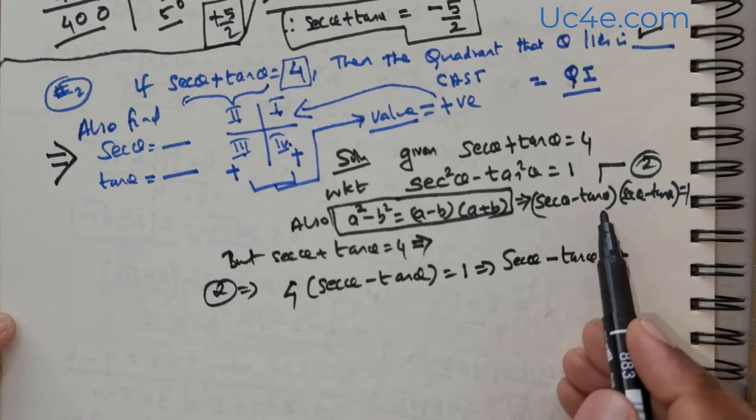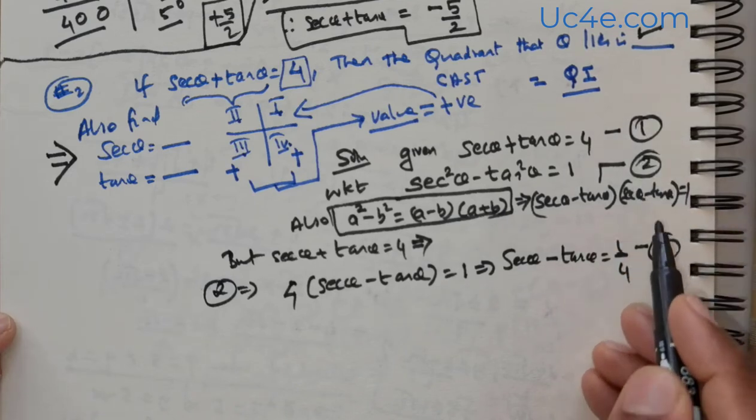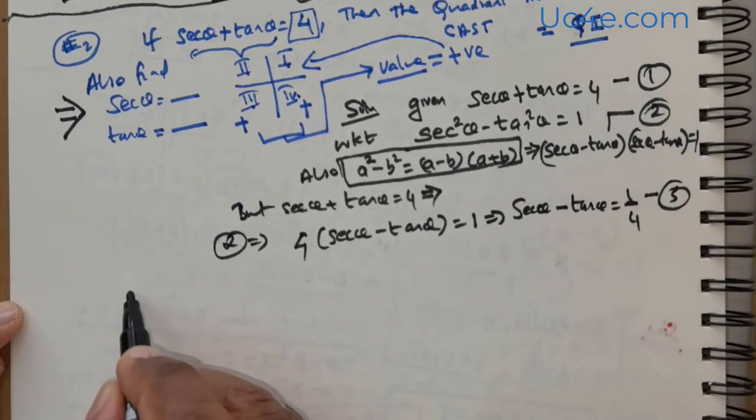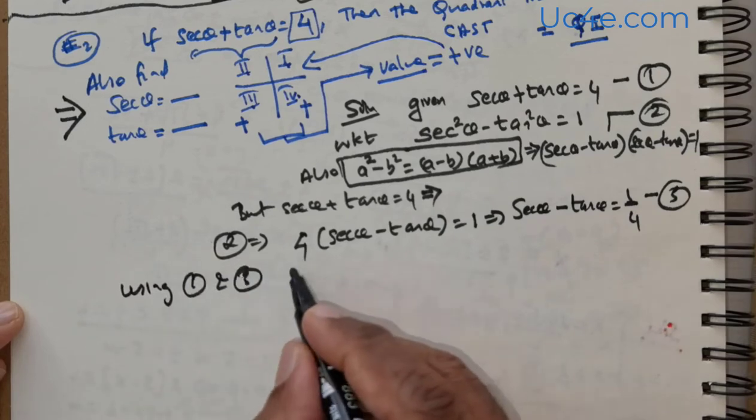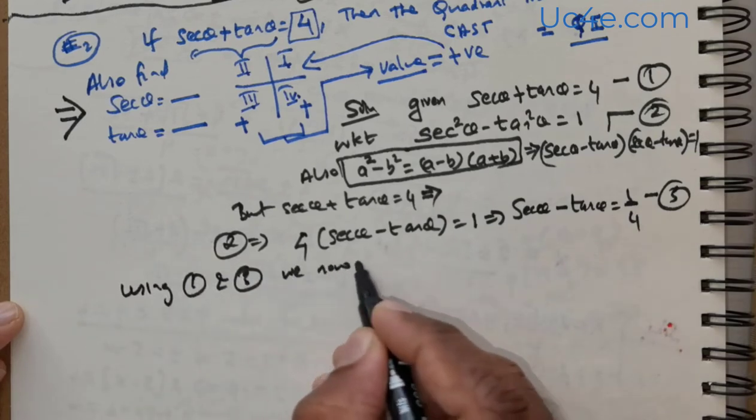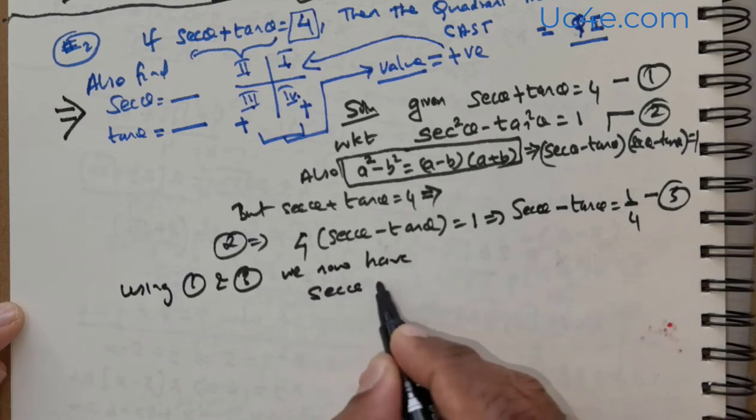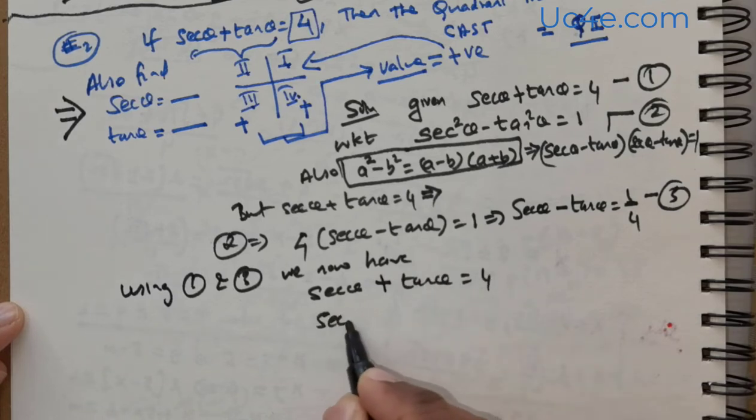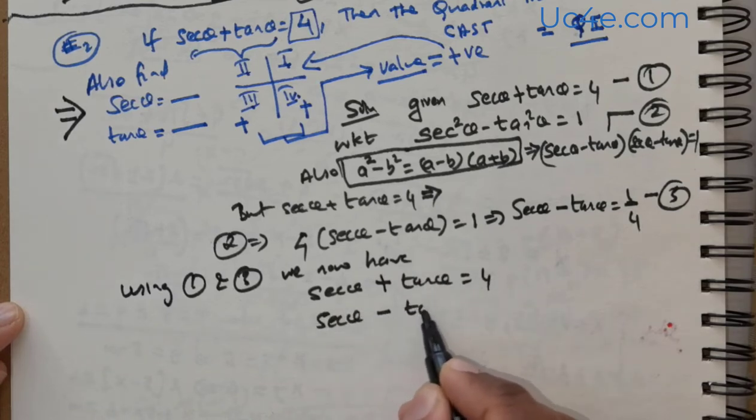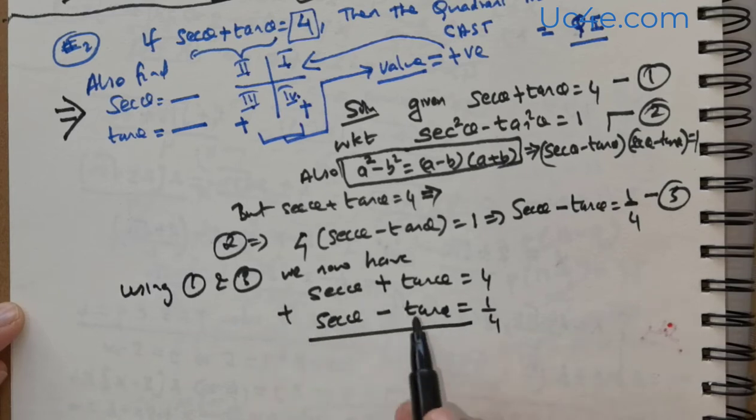Now I have taken this as 2, let me take this as 1, let me take this as 3. So using 1 and 3 we now have, what do we have? We have secant theta added with tan theta is equal to 4, then secant theta negative tan theta is equal to 1 over 4. So you add both the things together.